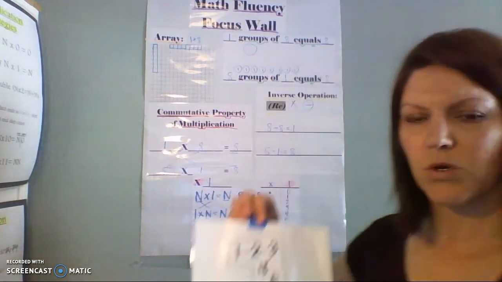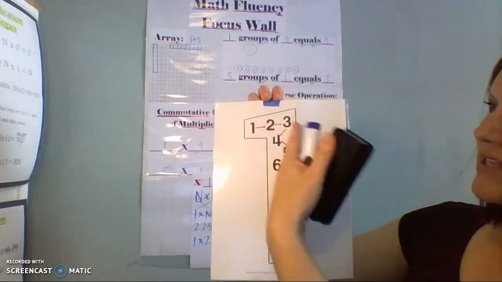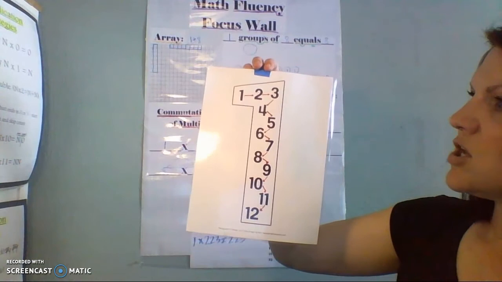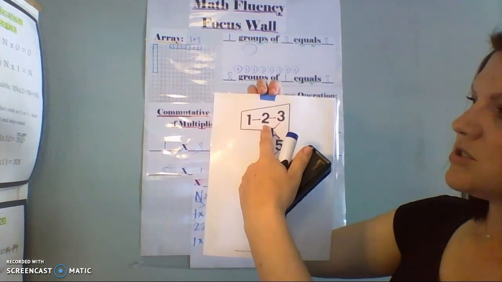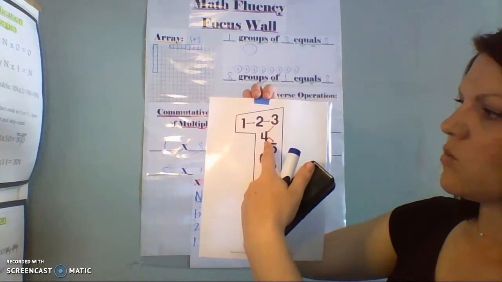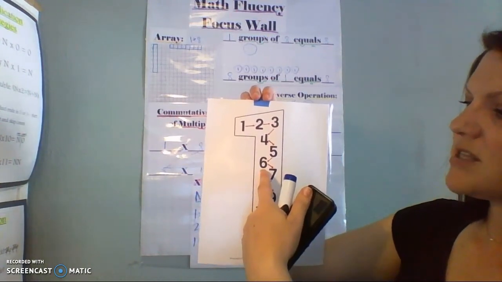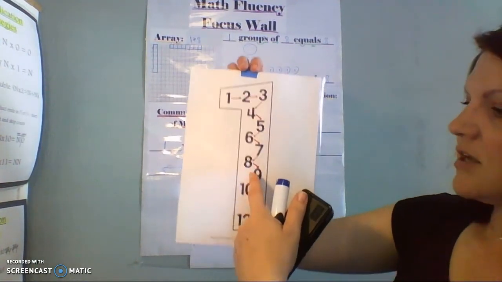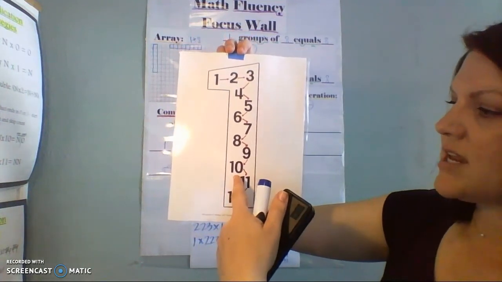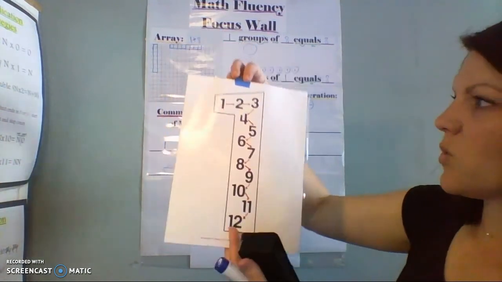We can look at this skip counting card just to kind of refresh our memory about how these things work. All right, the outside is the multiple that we're working on. The inside is the skip counting. These are called skip counting cards. So we can say to ourselves, 1 times 1 equals 1. 1 times 2 equals 2. 1 times 3 equals 3. 1 times 4 equals 4. 1 times 5 equals 5. 1 times 6 equals 6. 1 times 7 equals 7. 1 times 8 equals 8. 1 times 9 equals 9. 1 times 10 equals 10. 1 times 11 equals 11, and 1 times 12 equals 12.